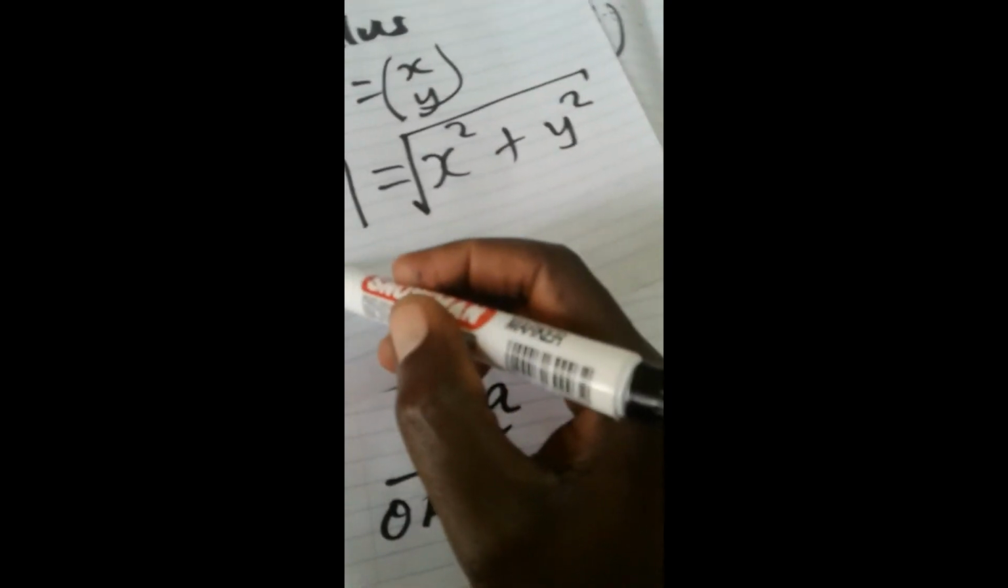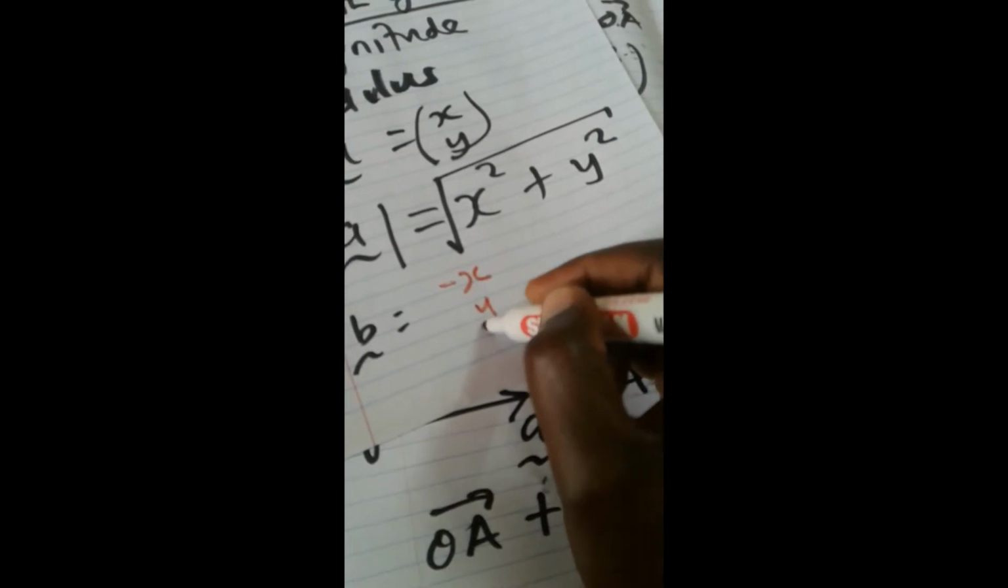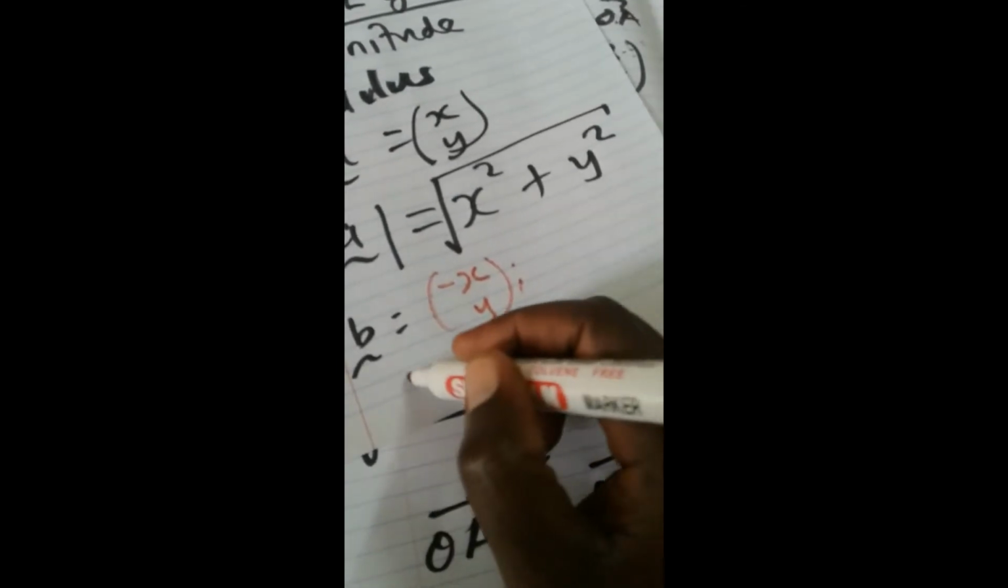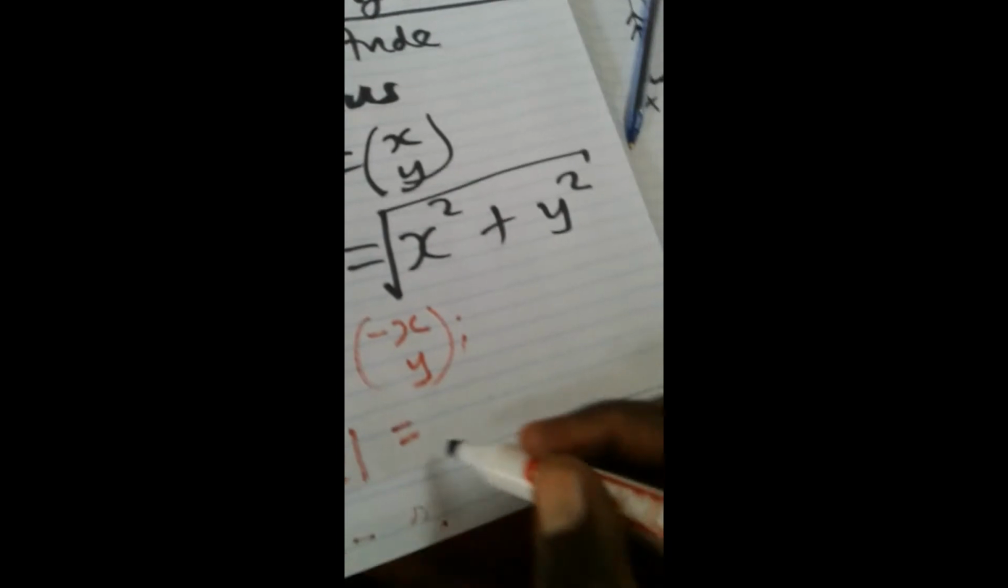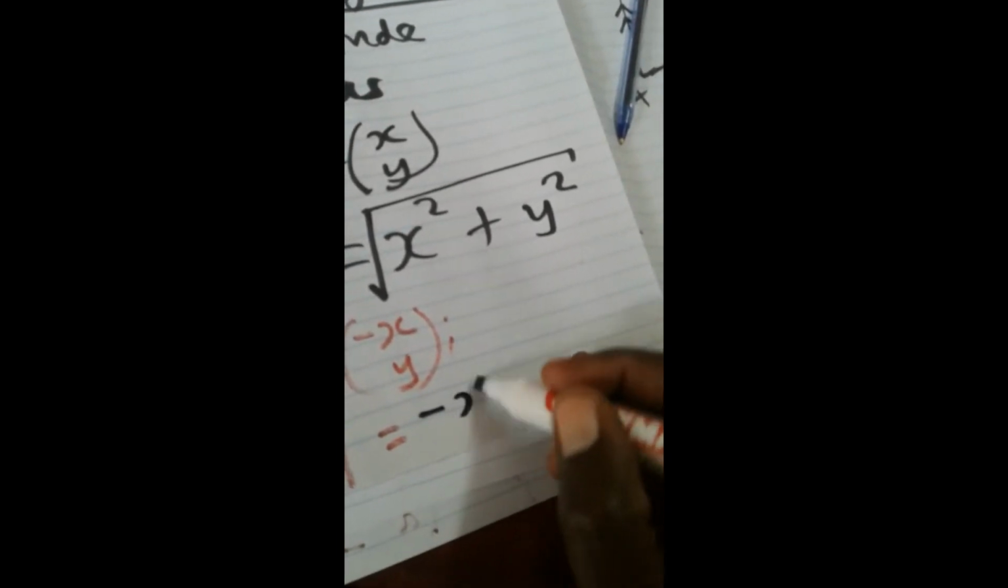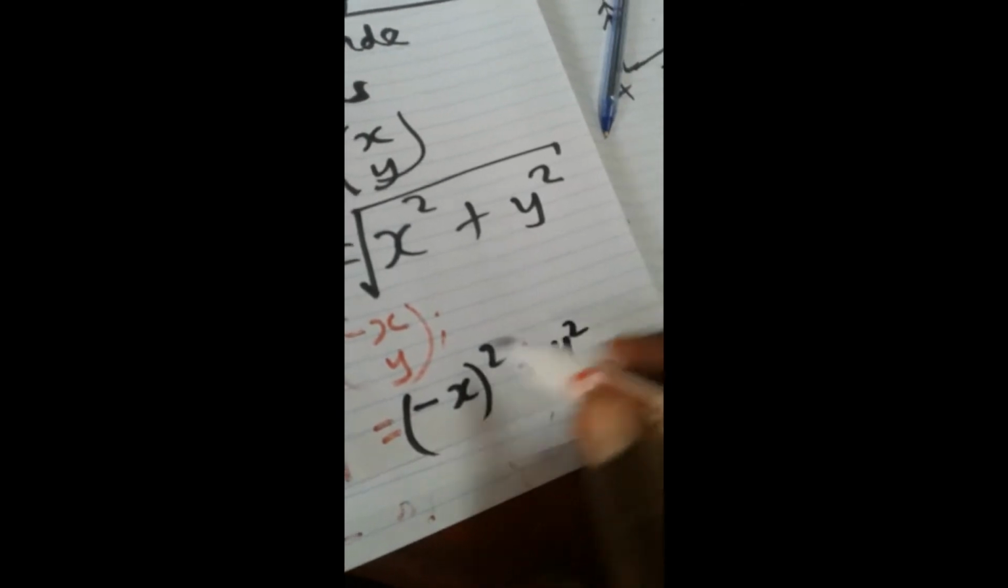Take note that they can give you a vector B, which is (negative x, y). So the length of B, be careful, should be negative x in brackets squared plus y squared, and this will be under the root sign.